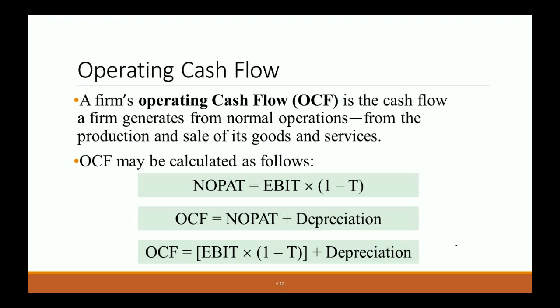First off, we have NOPAT. This is net operating profit after tax. Net operating profit after tax. It's equal to your earnings before interest and tax times 1 minus your tax rate.